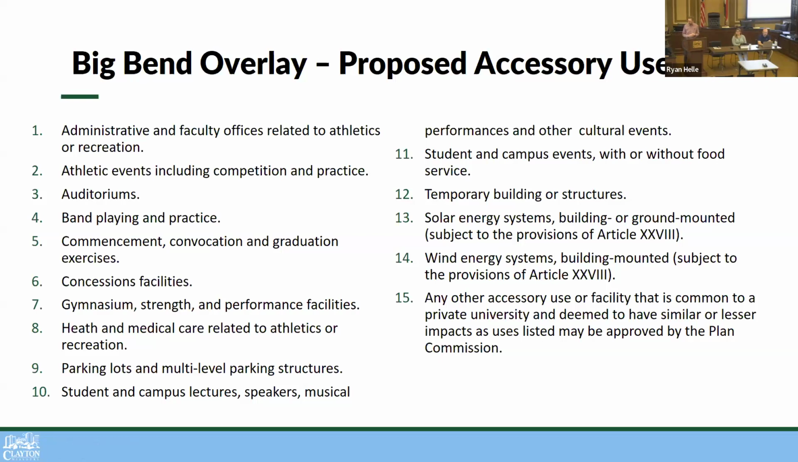But any other accessory use or facility that is common to a private university and deemed to have similar or lesser impacts as uses listed may be approved by the Plan Commission. So if there's something not on this list that they may think of that is in keeping with the other items on the list and doesn't have a negative impact, we could send that to the Plan Commission for consideration, and they would need to approve it in order for that use to go in. And again, we're still looking at that language and seeing if that could be tweaked a little bit. We have received some comments on it. So any comments that the public may have about primary accessory uses, we certainly want to hear that.